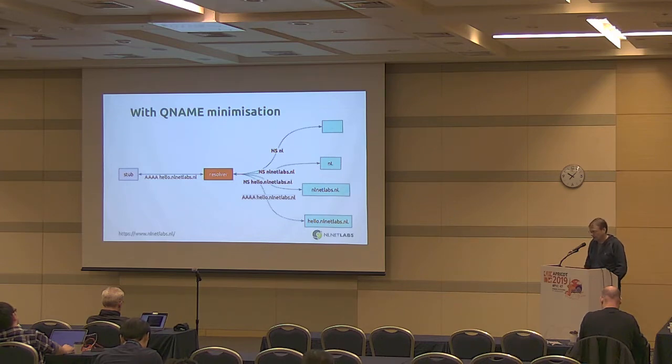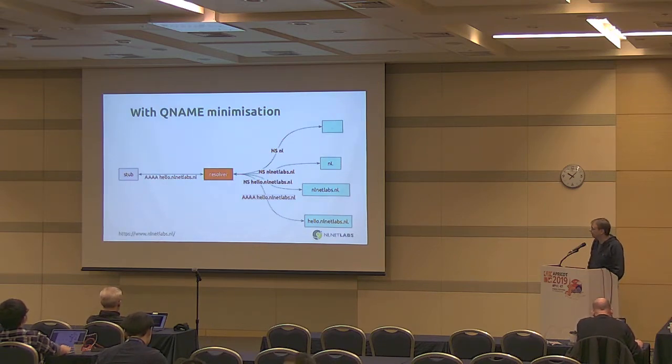We can ask then an NS for nllabs.nl. We can then ask nllabs.nl for hello.nllabs.nl, and then eventually we ask the AAAA question only to the actual name server in question. So in this model, basically what you see now is that all these zones further up, they only get to see the question that they also are going to answer. So you're not exposing any information.